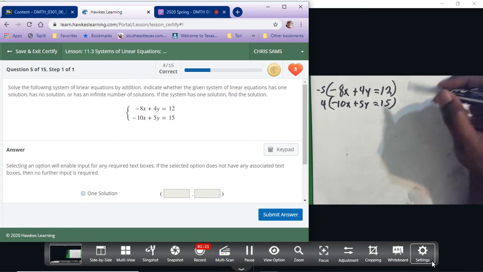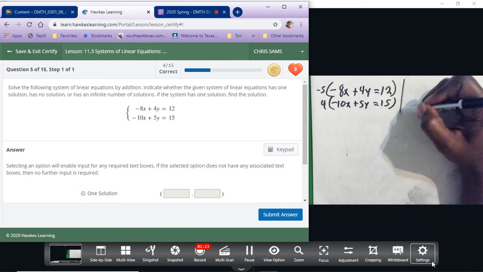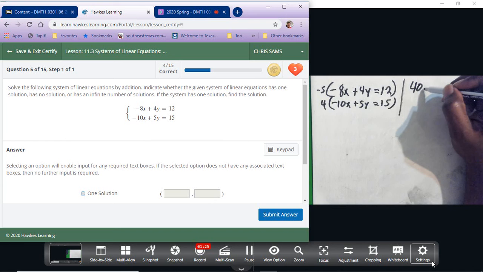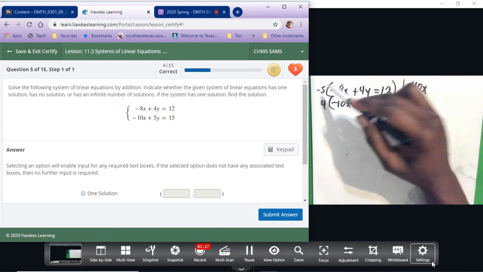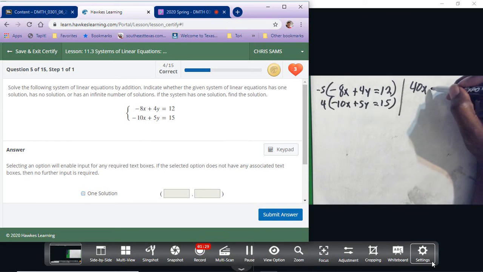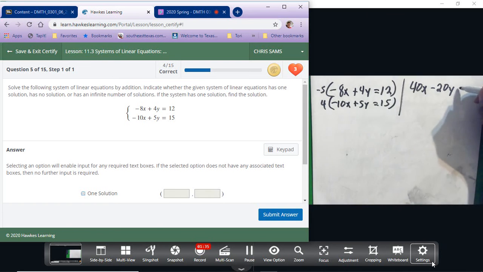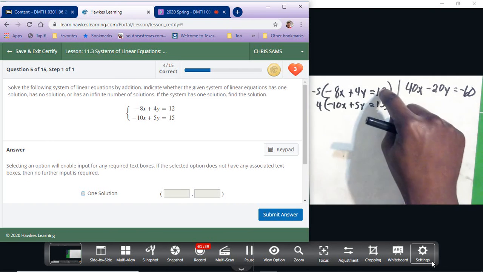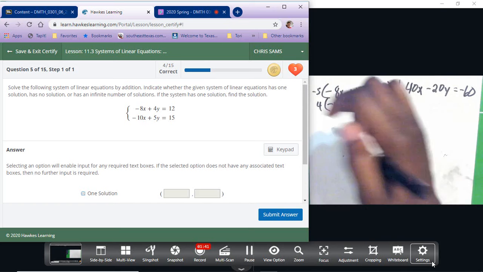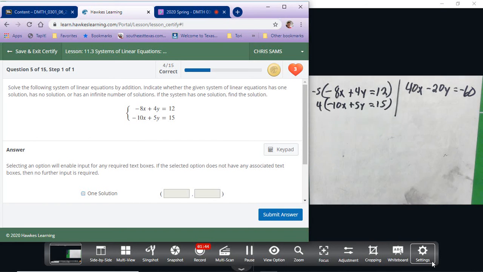5 times 8 is 40. Negative times a negative is a positive, so we get a positive 40x. Negative 5 times positive 4 gives us a negative 20y. Negative 5 times a positive 12 gives us a negative 60. Okay, so sometimes people forget to multiply this last number, but remember, you're multiplying that times everything.